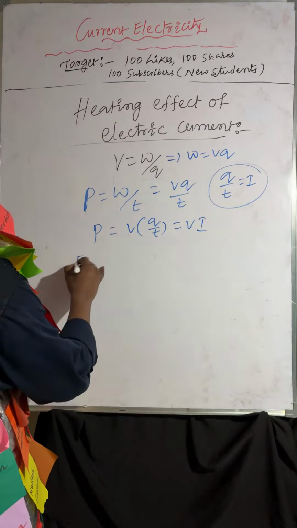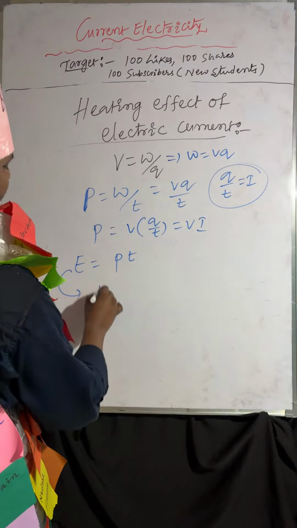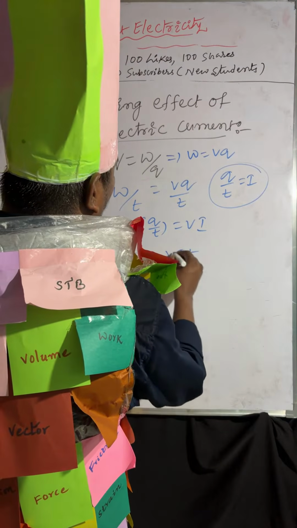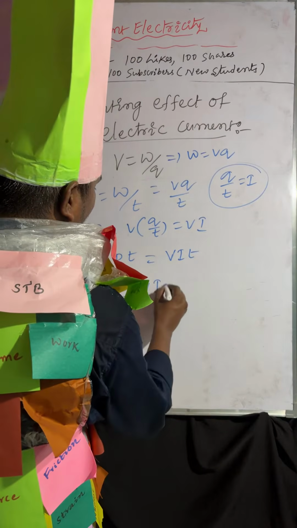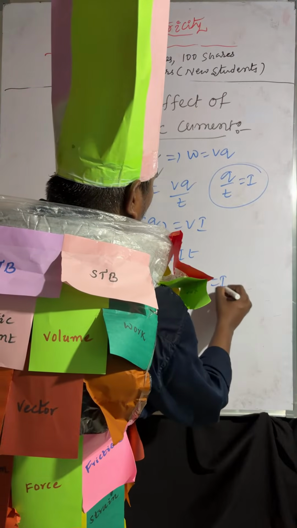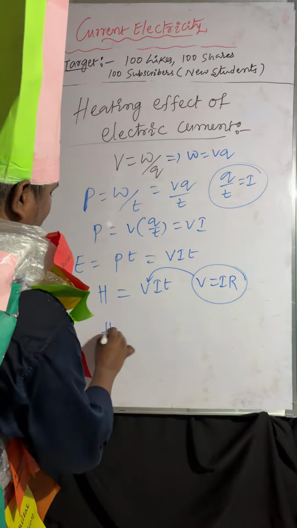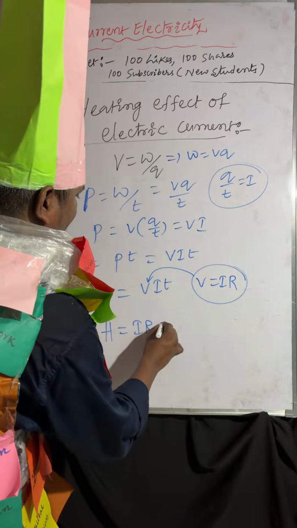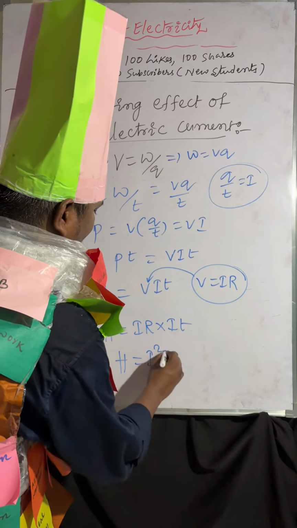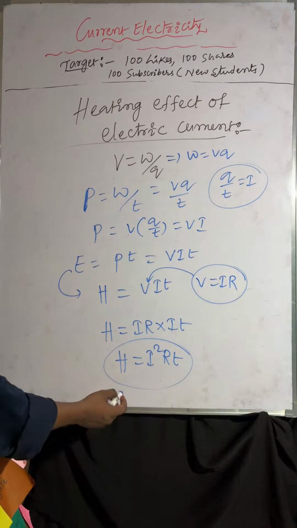Whatever energy is given to the conductor will become heat. So H equals VI into T. We know V equals IR. Substituting here, H equals IR into I into T, then H equals I squared RT. This is the heat produced in the conductor.